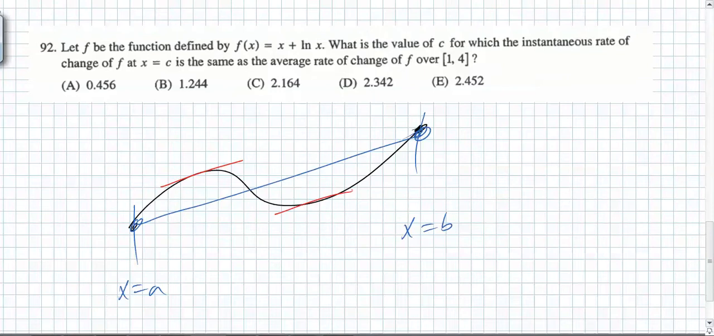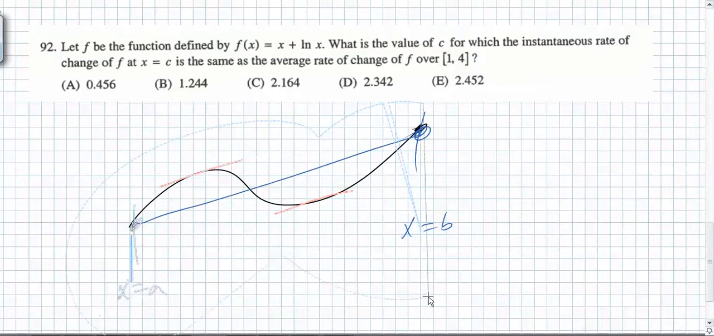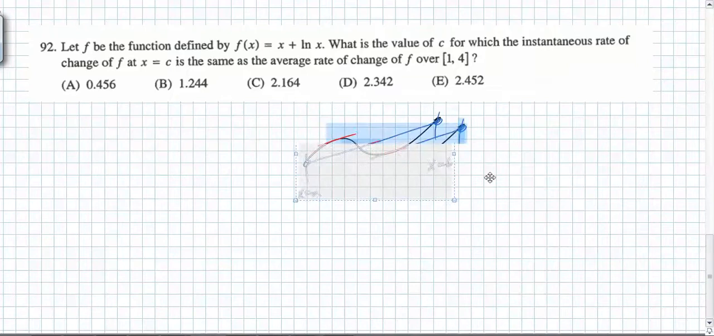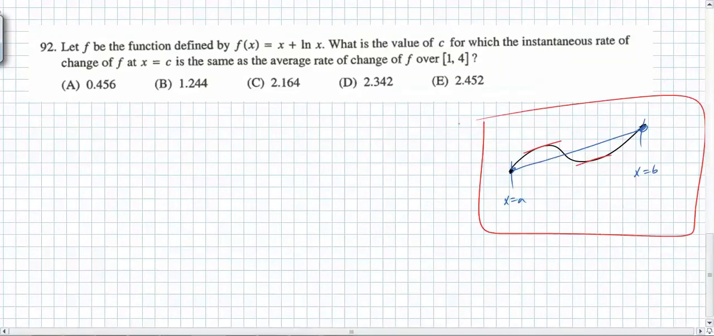This one is saying you have a function, x plus ln x. What is the value of c for which the instantaneous rate of change of f at x equals c is the same as the average rate of change from 1 to 4? So what do you need to find first on this? The average rate of change from 1 to 4, which is just another way of saying what? Find the, not derivative, find the slope from 1 to 4. So how do you find the slope from 1 to 4 of this function? f of 4 minus f of 1, all over 3.